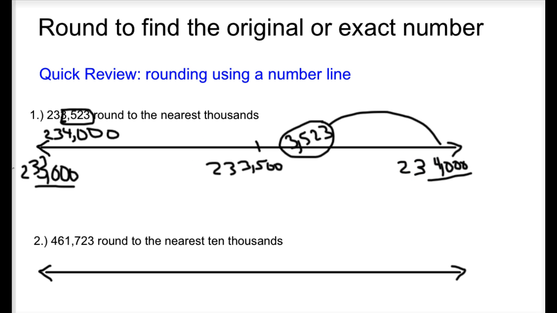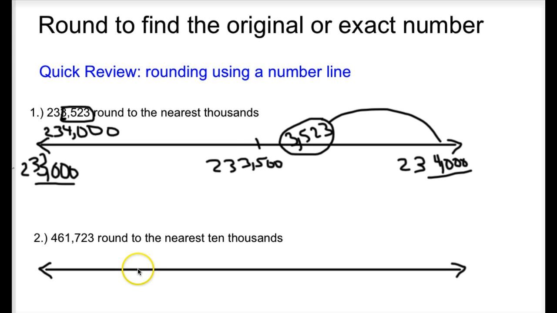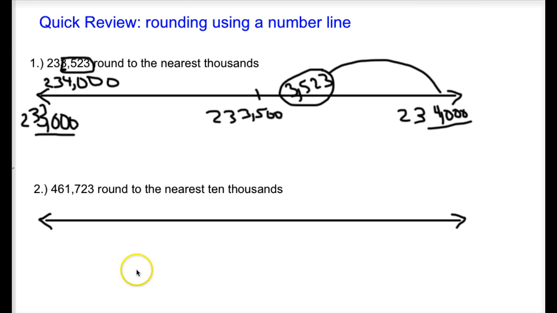So let's try another example. We are going to round the number 461,723 to the nearest 10,000s this time. So that's where we're going to focus our attention, on the 10,000s place. The 6 is in the 10,000s place.